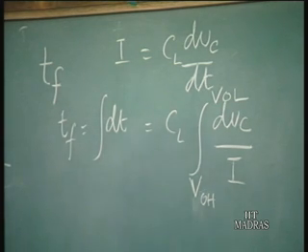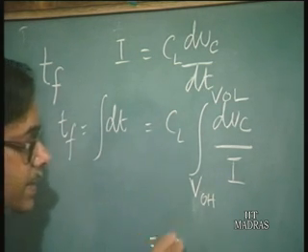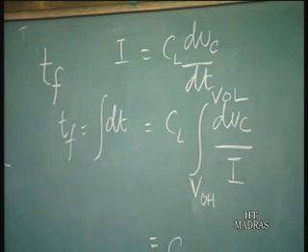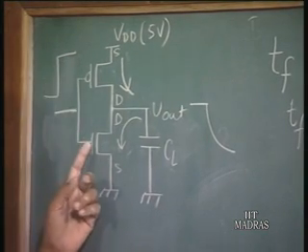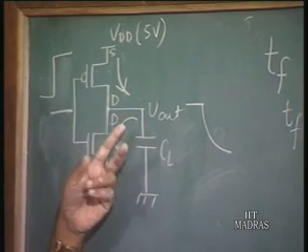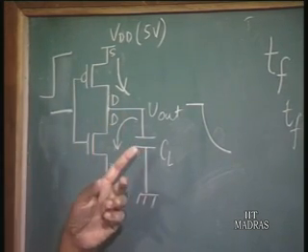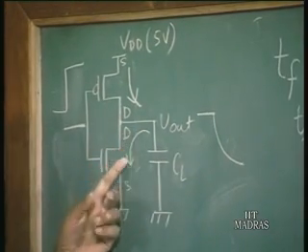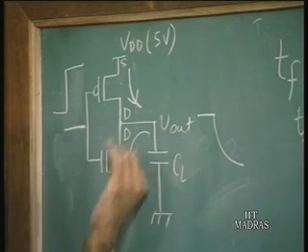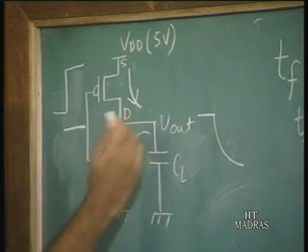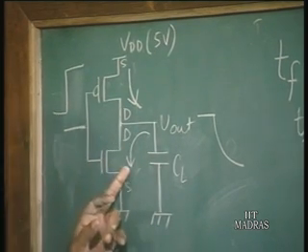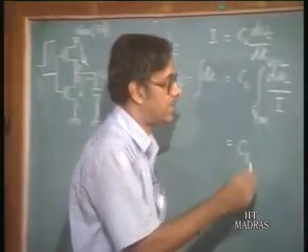Now, this is CL. Initially the input is high, so this NMOS input is high, and the output is also high. So, the drain to source voltage VDS might be greater than VGS minus VT. It means that this transistor is in the saturation region. So, this transistor is initially in saturation, and then as the capacitance is discharging and the output is falling, it comes to the linear region. So, we have to consider both these cases.